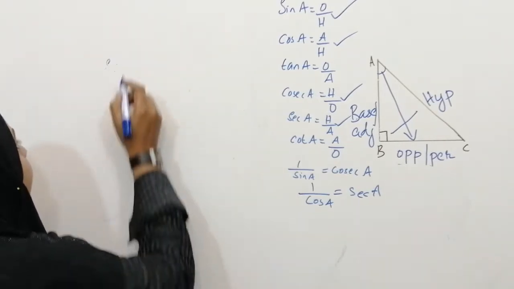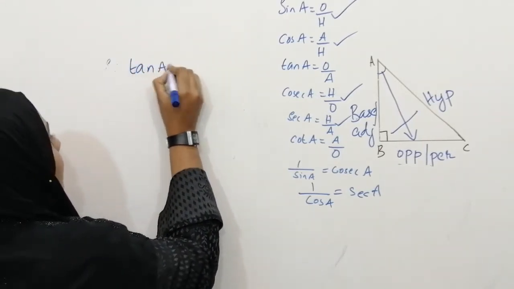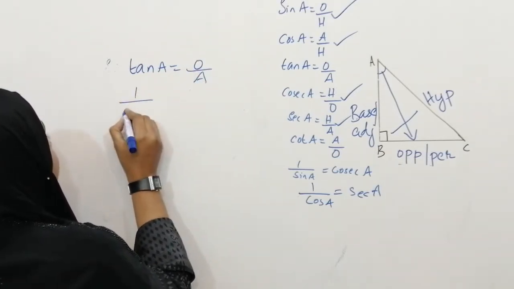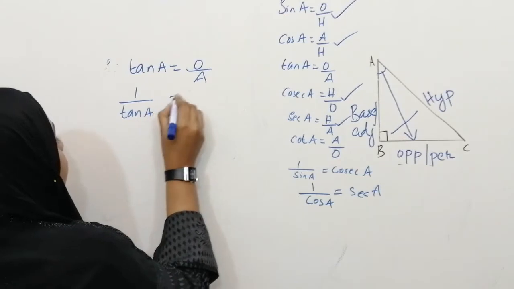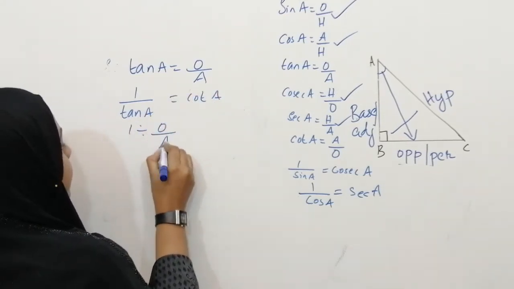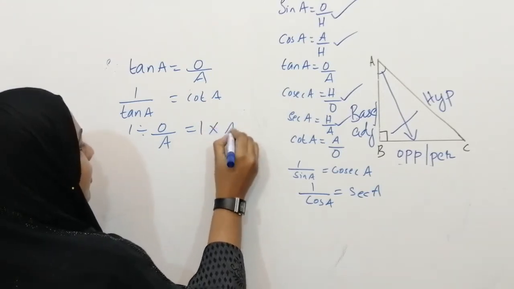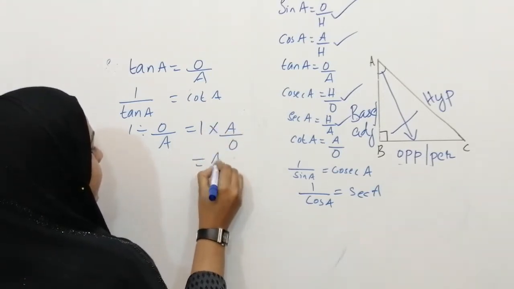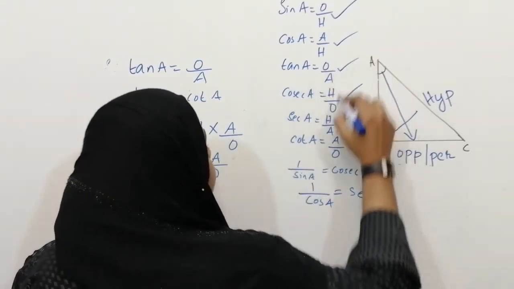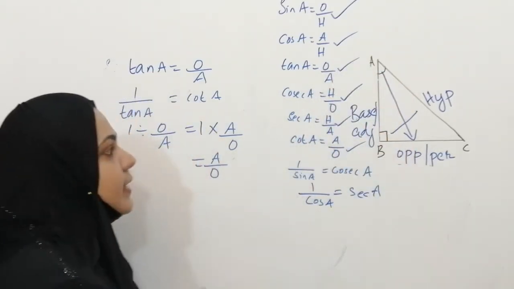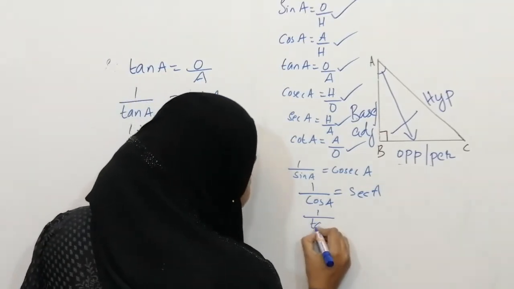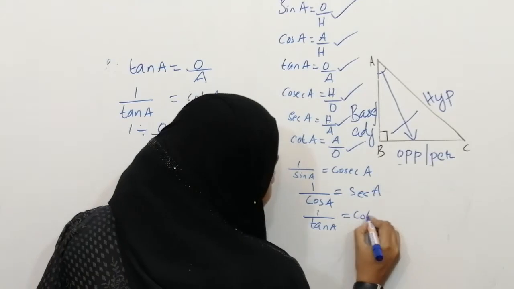Similarly, we can write tan A is equal to, you know that, opposite by adjacent. So when I take the reverse of tan A, I will get cot A. So 1 divided by opposite to adjacent is 1 into adjacent to opposite, that is adjacent by opposite. So you can see tan A is the reciprocal of cot A, or cot A is the reciprocal of tan A. So here I can write 1 by tan A is equal to cot A.